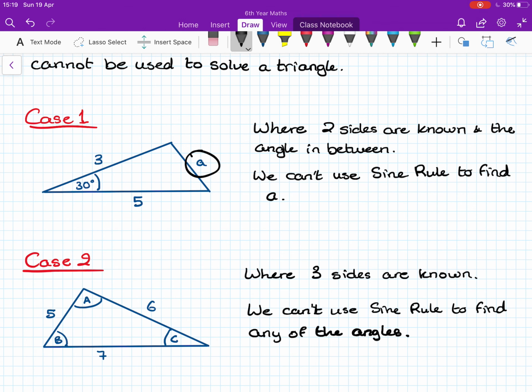The sine rule is sine of the angle A over the side length A is equal to sine of the angle B over the side length B. So we need another angle here to be able to use the sine rule.